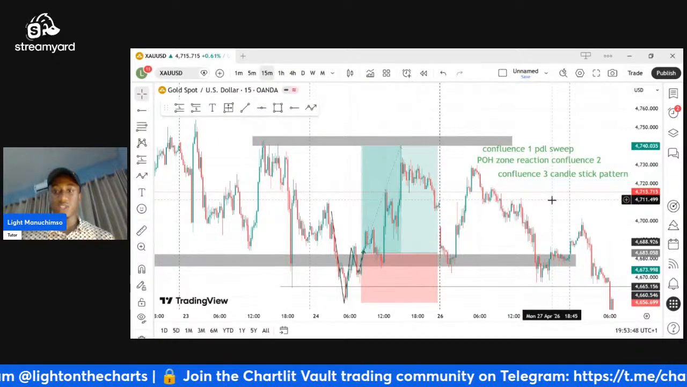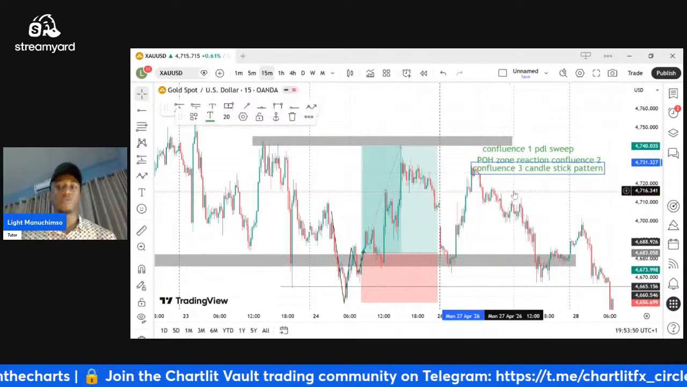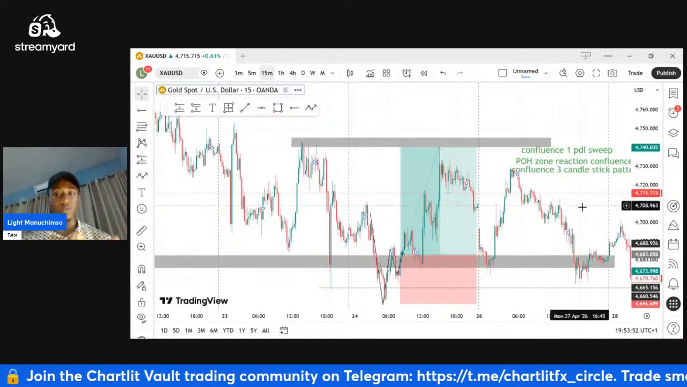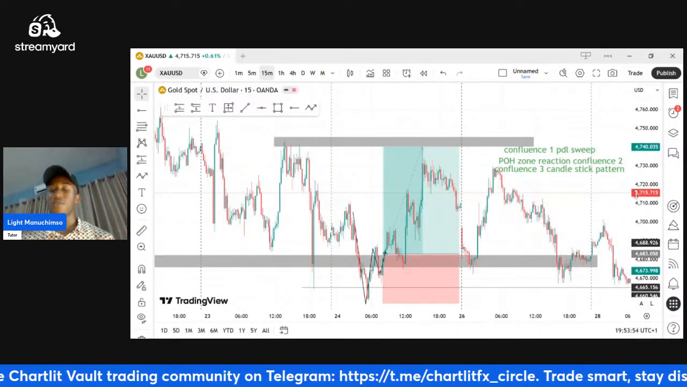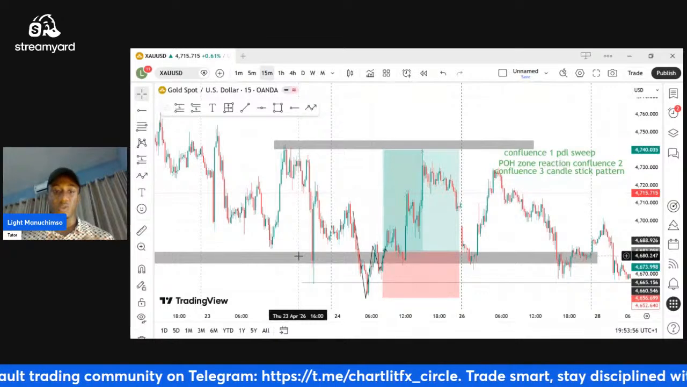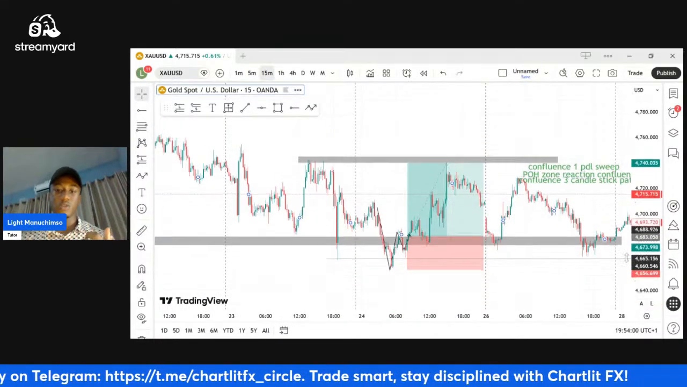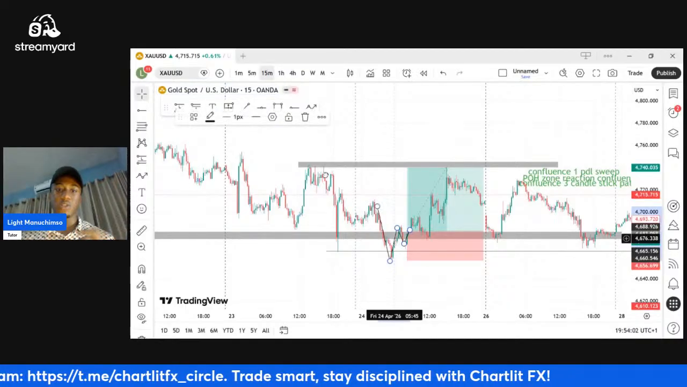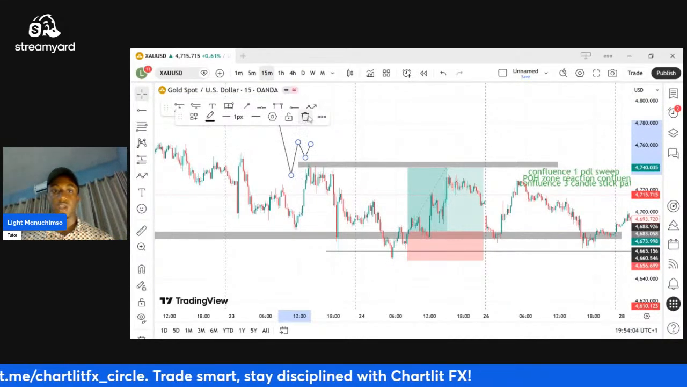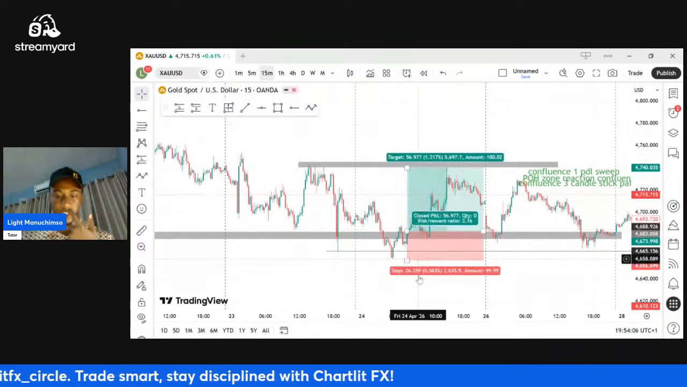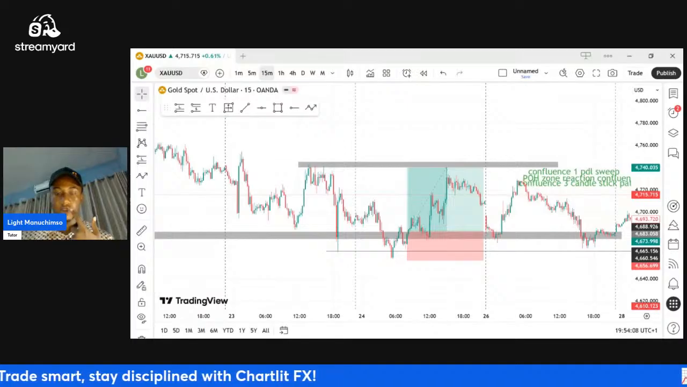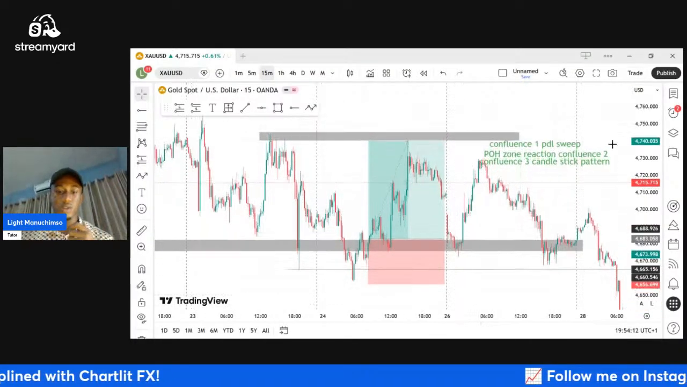You can see everything aligned. So that's what I look for day in, day out. If one is missing, I don't trade. Even if I see a W pattern on a POH zone, if I don't see a clear liquidity sweep, I don't trade. So that is how it was. Everything aligned, and then I actually got in. So that is what I look out for day in, day out.